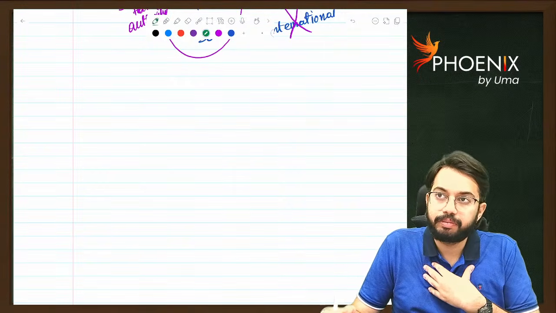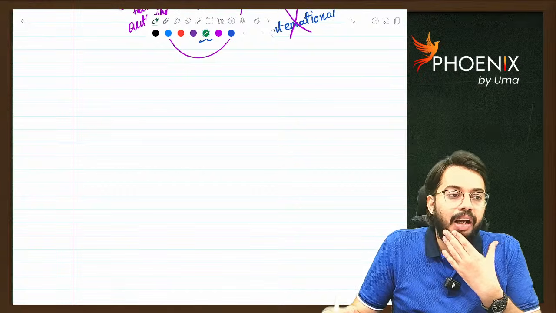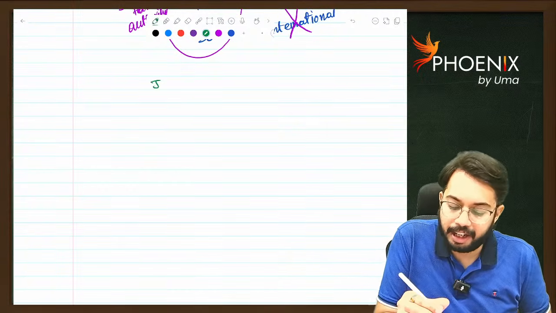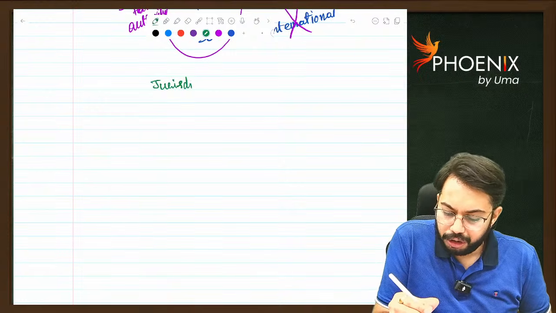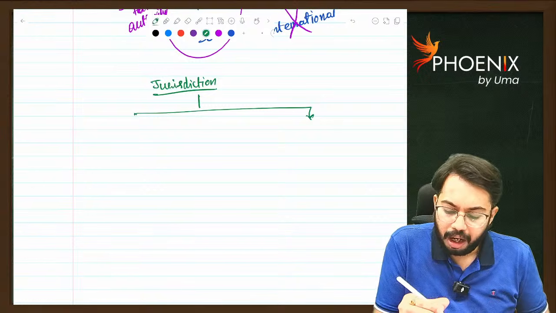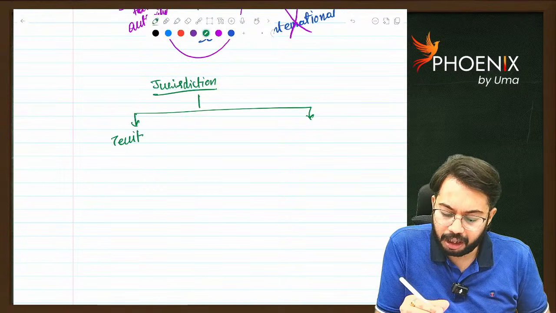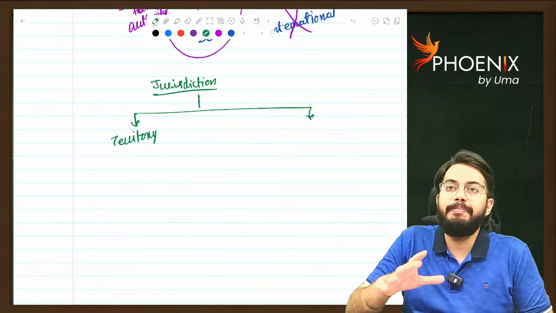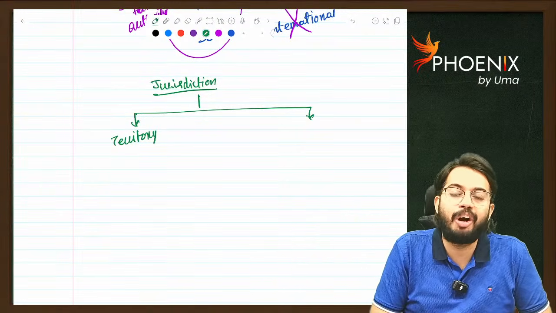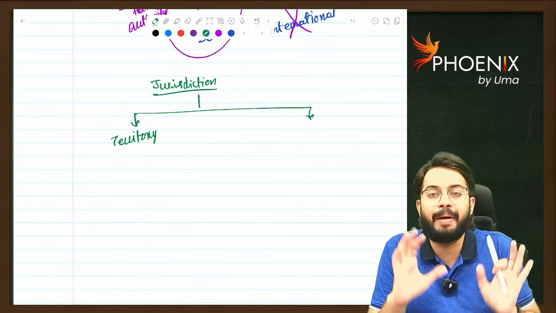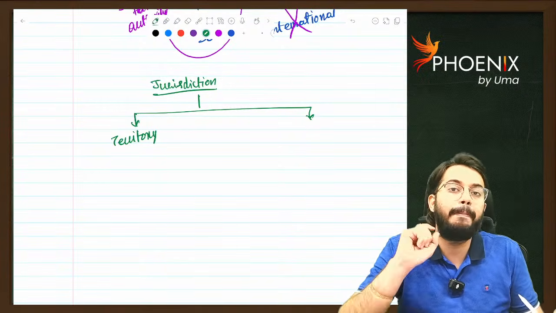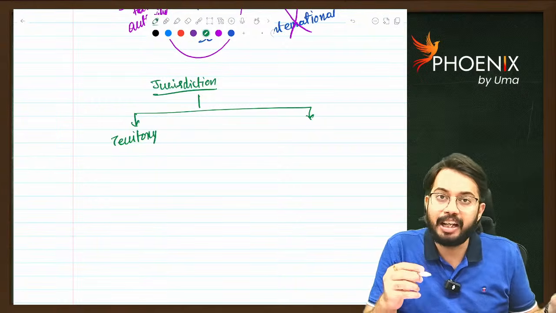Next, whoever the income tax authorities are, for them the jurisdiction will be determined. The jurisdiction will be determined either on a territory basis. Territory means what? Pin code. For example, for Amirpet, one assessing officer is there. For Vanasthalipuram, another assessing officer is there. That means they are defining the jurisdiction based on pin code, based on territory. That is one type.